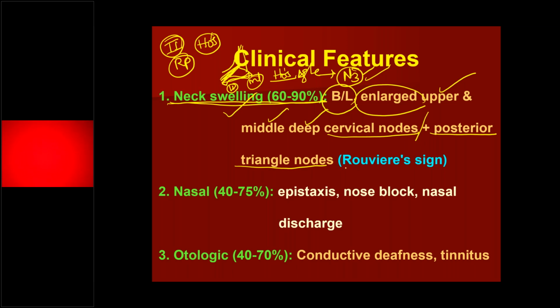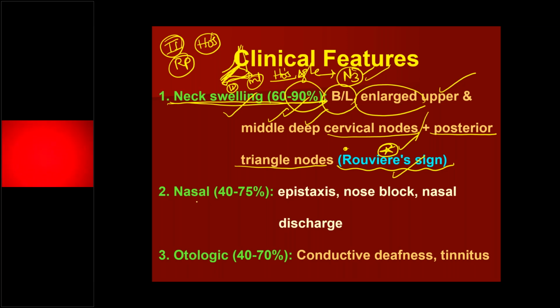This is called Rovier's sign. What is it called? Rovier's sign. So posterior triangle nodes are called Rovier's sign. Keep it in mind. These are the neck swellings present. Most commonly, 90% of the patients present with neck swelling.